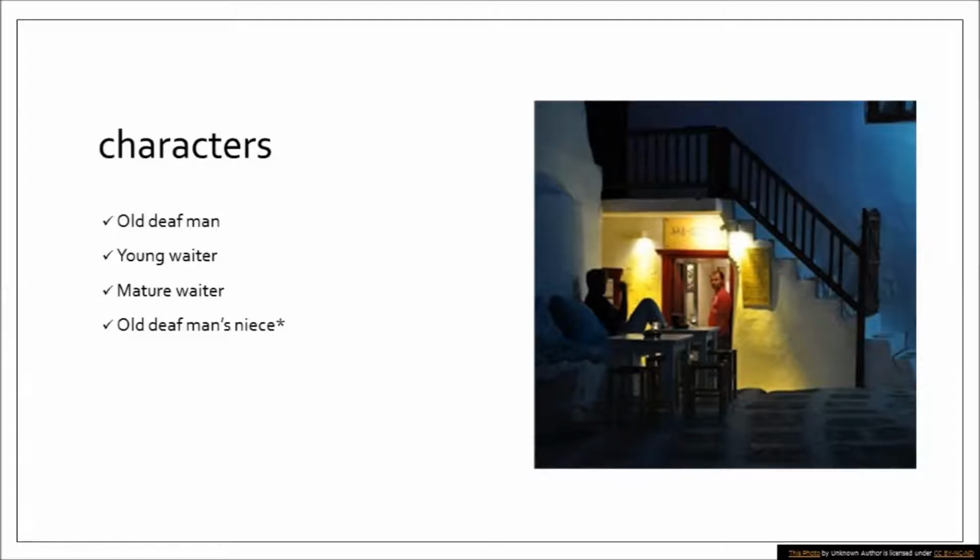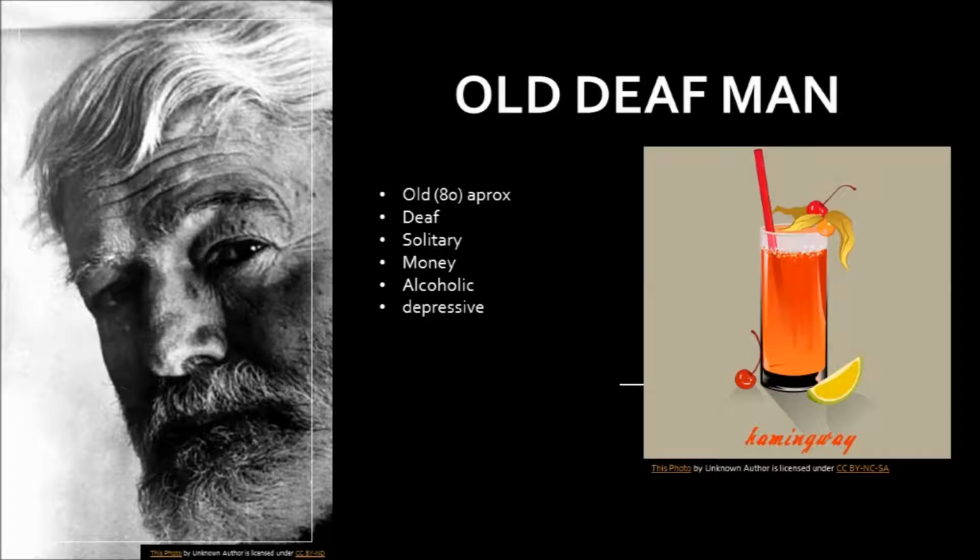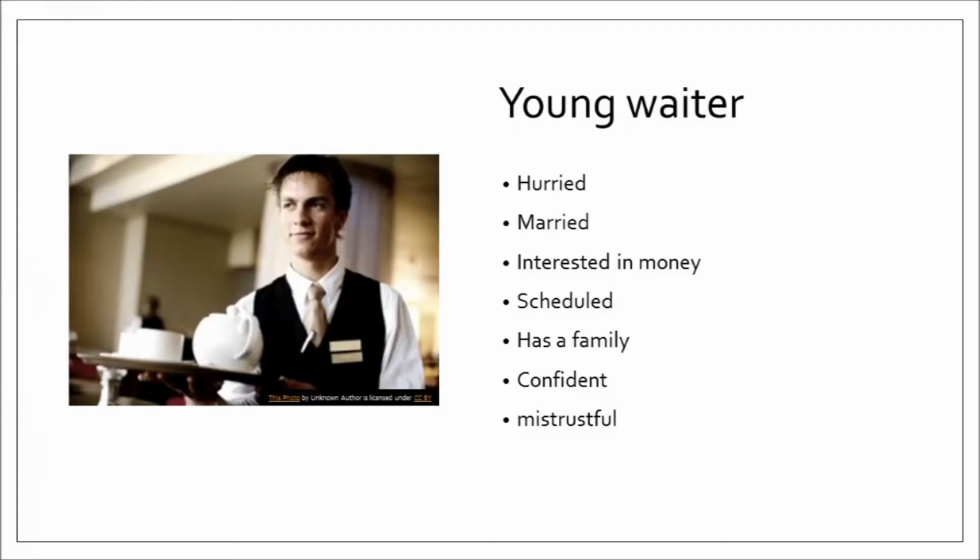What can we say about them? Well, the old deaf man was about 80, he was deaf, he lived alone, he was solitary, he had money, but he was alcoholic and depressive. So once he tried to commit suicide, but he was rescued by his niece. The second character is the young waiter. He's extremely energetic, he lives in a hurry, he's married because he has a family, he's interested in money, he lives casually, he's confident but mistrustful.